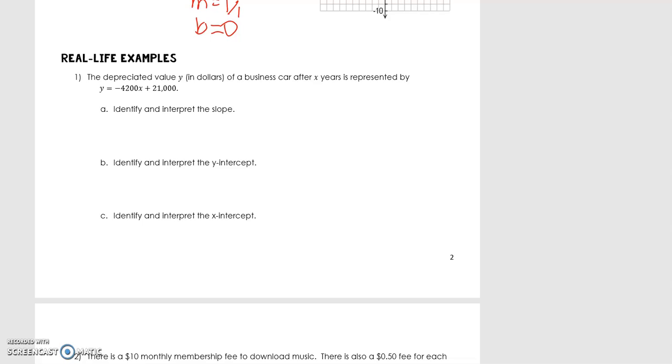What I first want to just identify and point out is depreciated. We might not be familiar with that word, but you can use the prefix here. What's that sound like? Decreasing. Something is decreasing in value. Something's going down. So I want to relate that to this first question. Identify and interpret the slope.